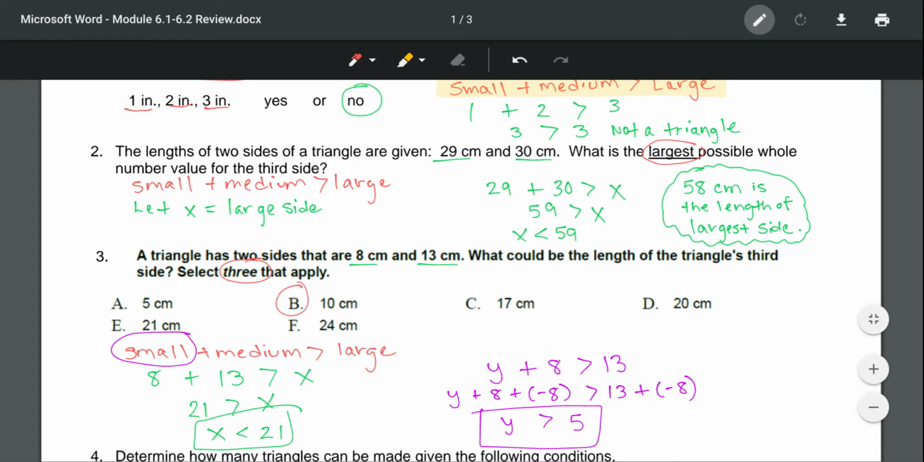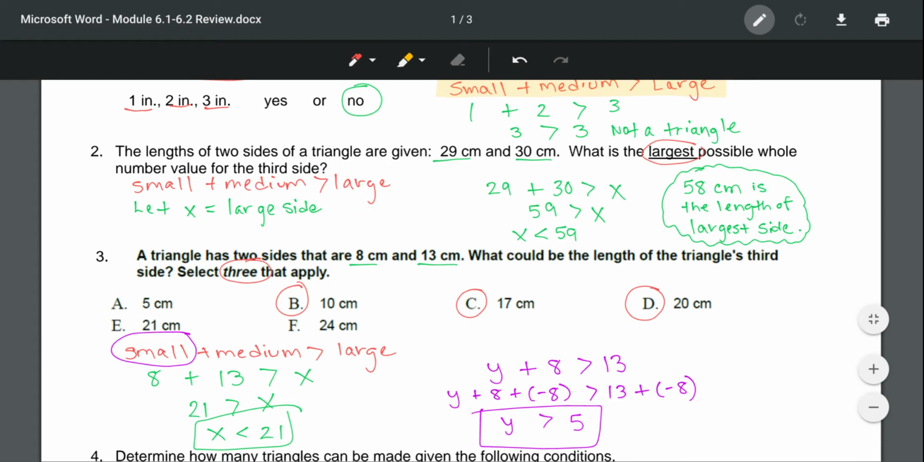Now let's look at 17 centimeters. 17 centimeters is greater than 5. It's also less than 21. So C would work. D says 20 centimeters. Well, 20 centimeters is less than 21 and it is greater than 5. So D would work.